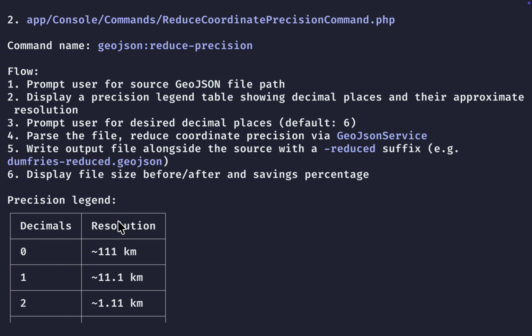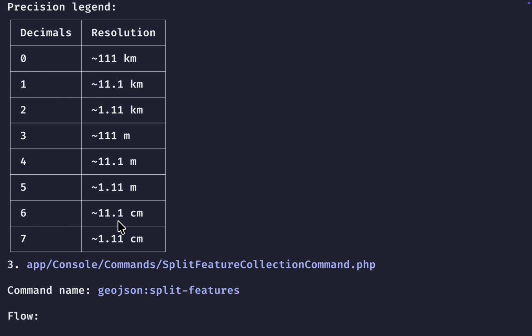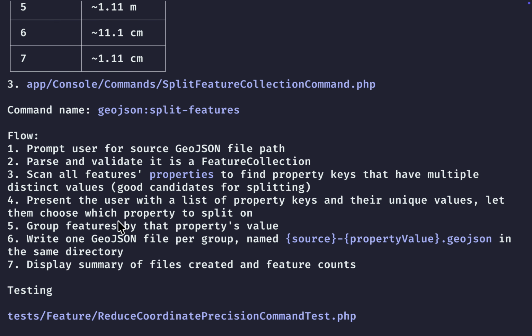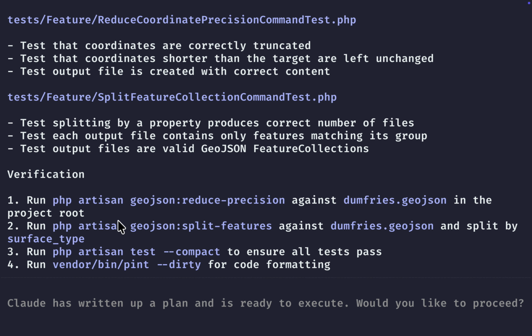But that's good. It's got the precision table there. Yep, like that. So 6 places is 11 centimeters and 7 places is 1 centimeter. Okay, so I got that wrong. Okay, I'm not really going to read the rest because I'm going to change the plan.